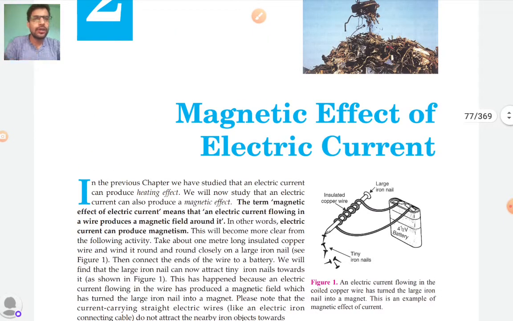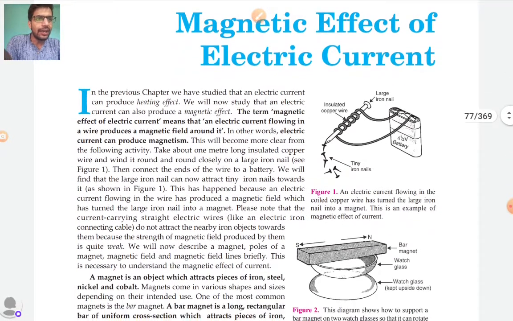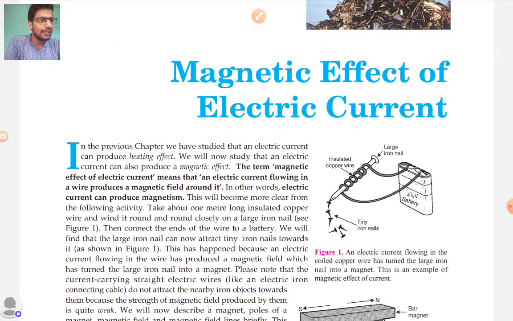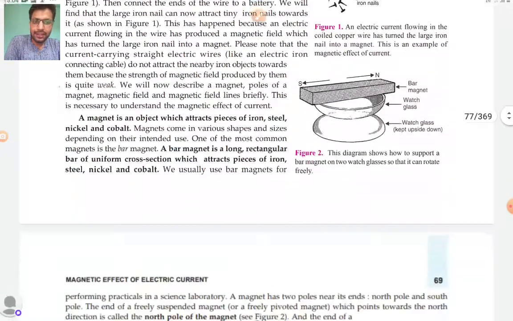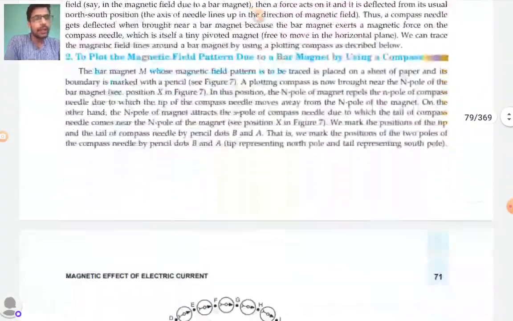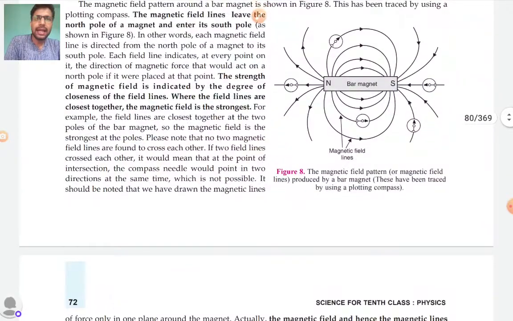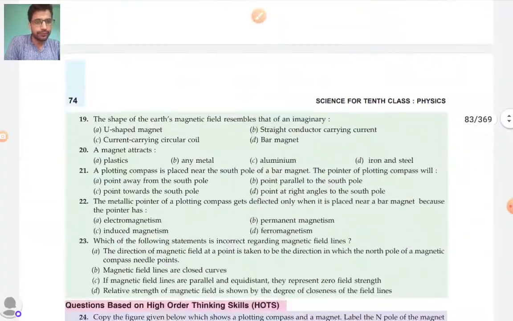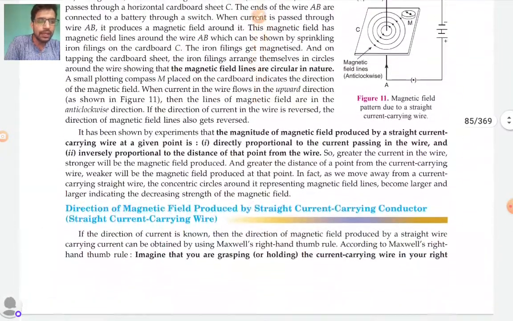We are discussing our second chapter, which is magnetic effect of electric current. As we know from this chapter, a current carrying wire can produce a magnetic field. We have discussed magnetic field lines and the magnetic field produced by a straight wire and a circular wire. Today we will discuss the magnetic field produced by a solenoid.